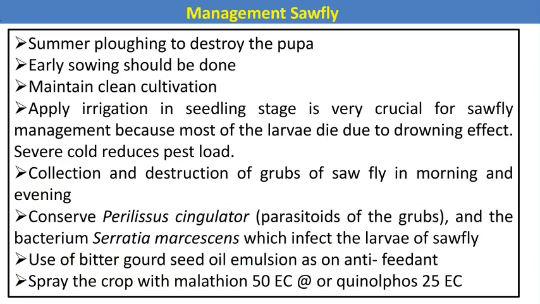Applying irrigation at the seedling stage is very crucial for mustard sawfly management, because most of the larvae die due to the drowning effect. Severe cold reduces the pest load. Then collection and destruction of grubs of sawfly in the morning and evening. Then these are the different biological agents we can use against the mustard sawfly. Then use of bitter gourd seed oil emulsion against the sawfly. Then malathion and quinalphos are the different recommended pesticides against the mustard sawfly.